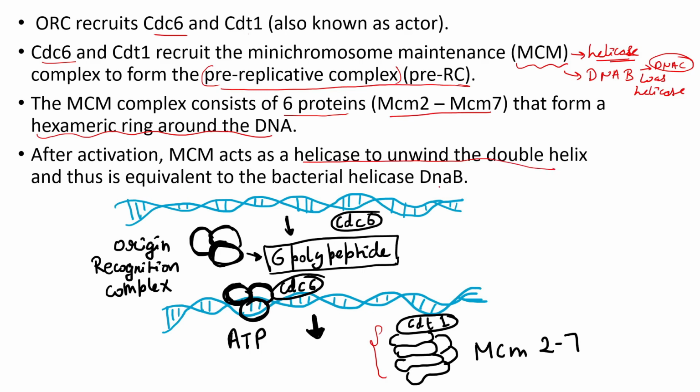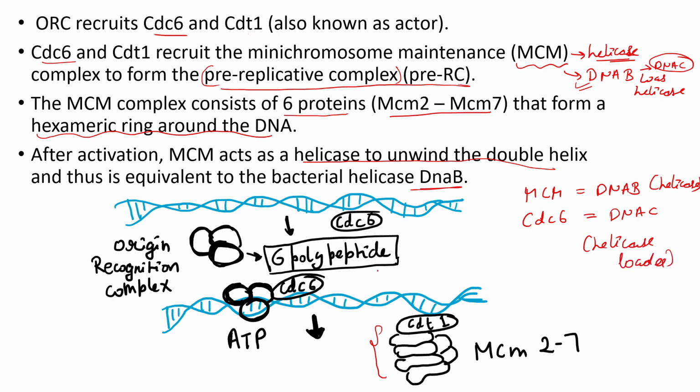After activation, MCM acts as a helicase to unwind the double helix and thus is equivalent to the bacterial helicase DnaB, as I have mentioned over here. So you have to remember that MCM is equal to DnaB and CDC6 is equal to DnaC. This is the helicase and this was the helicase loader. So you can correlate from this.